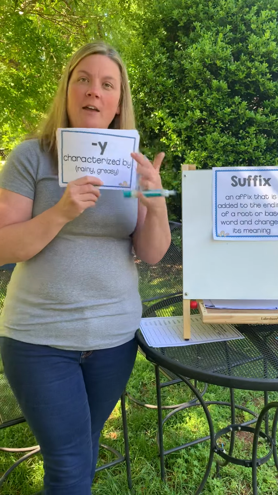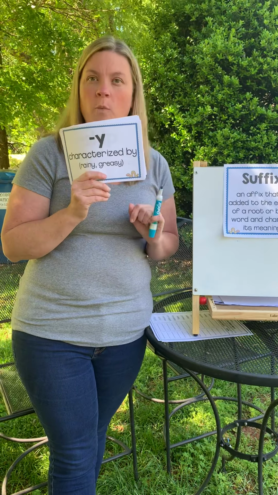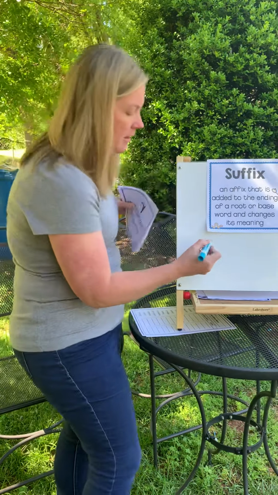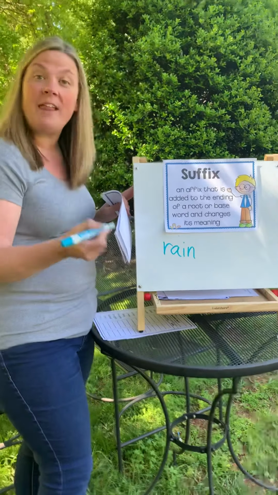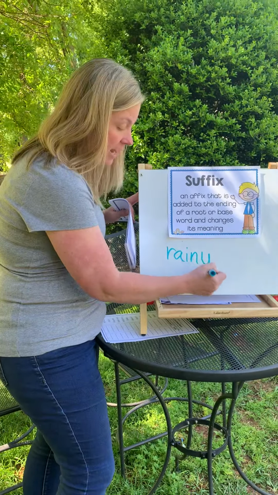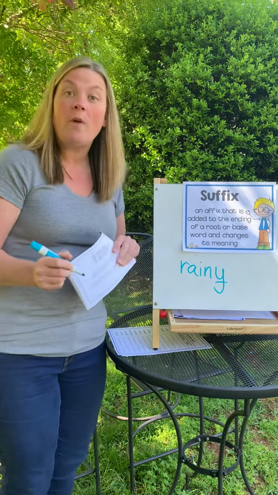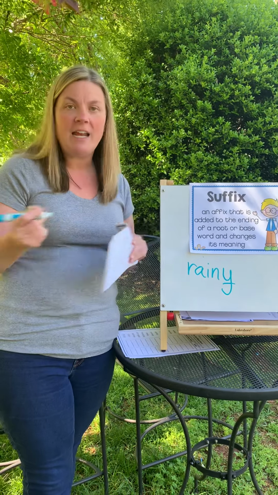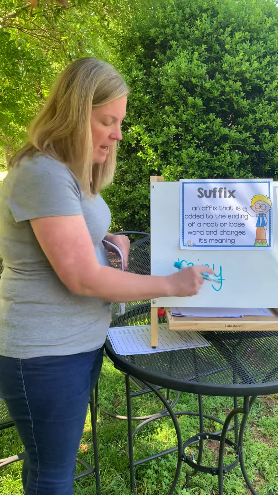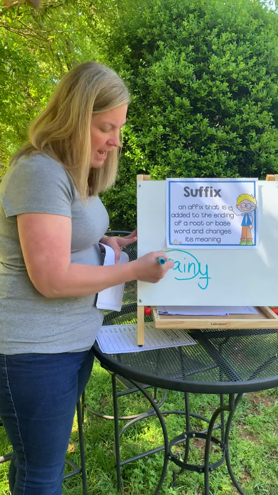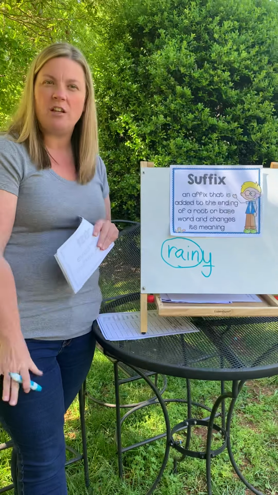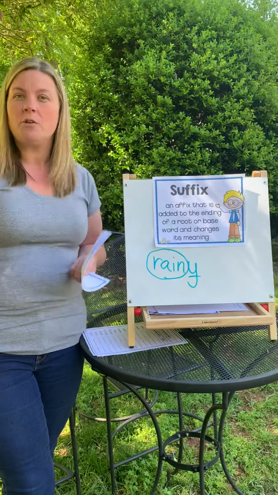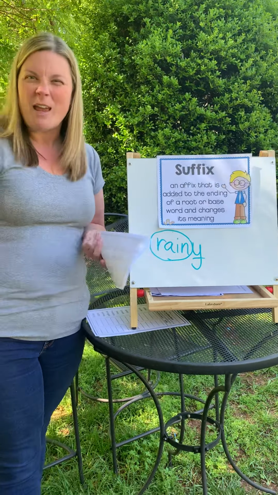All right, Y, just the letter Y. An example would be rain. If we add the suffix Y to the end of rain, it becomes rainy, okay? It was a rainy day yesterday, rainy. Our root word is rain, and we're just adding the suffix to the end to change a little bit, because we don't want to say it was a rain day yesterday. That doesn't make sense, does it?